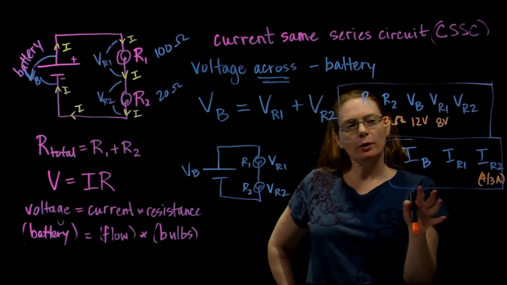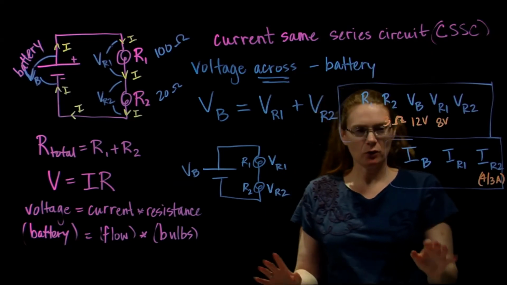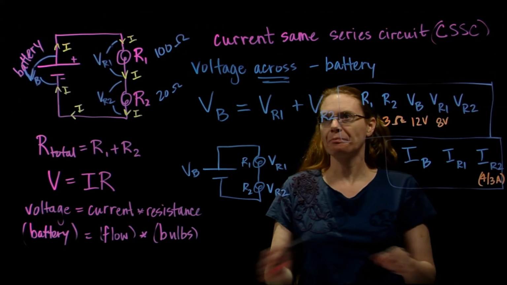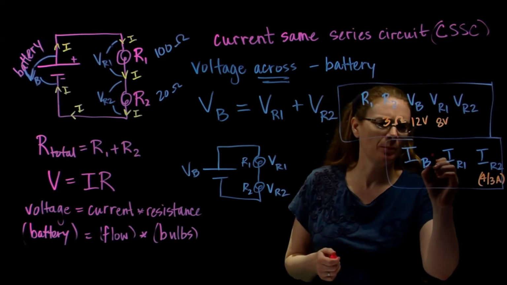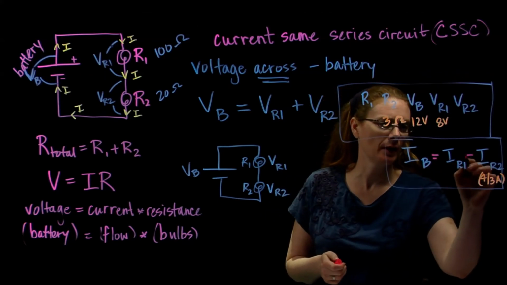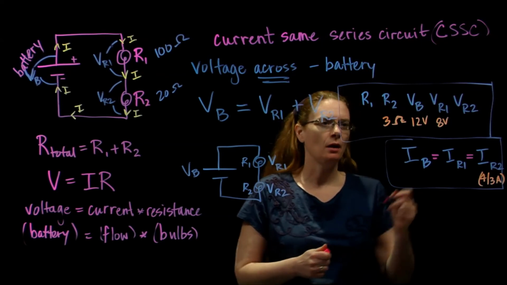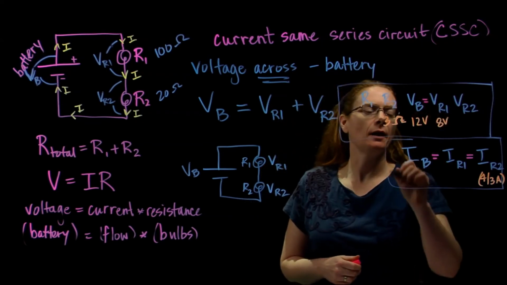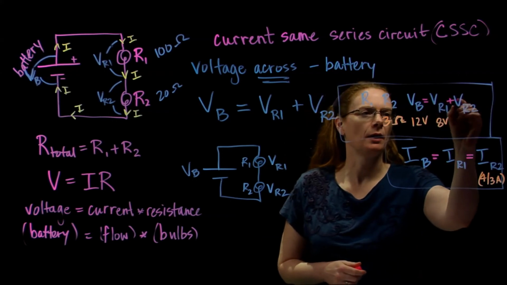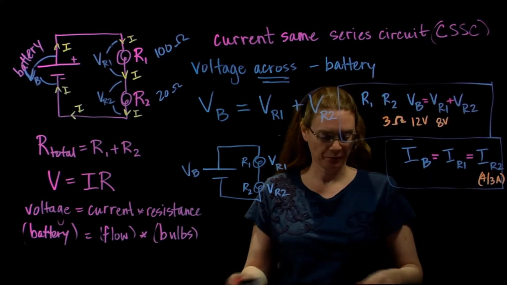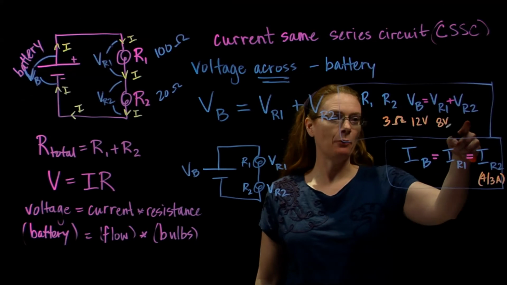What I typically do with these is remind myself, I'll just scribble a little note somewhere saying, okay, IB has to be equal to IR1 has to be equal to IR2. The current's the same in a series circuit. And the voltage across the battery has to equal VR1 plus VR2. Well, all right. I can see that one's going to be easy.